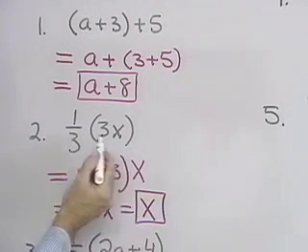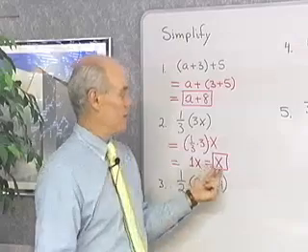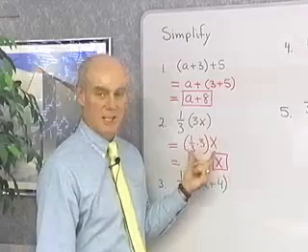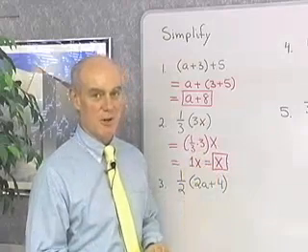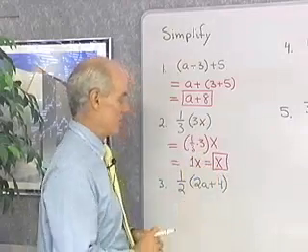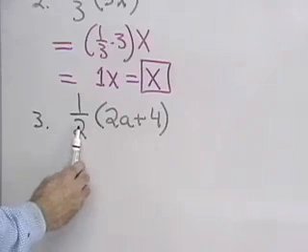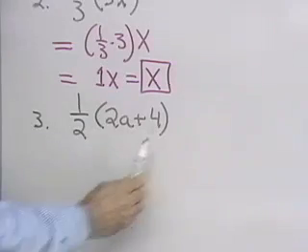So 1/3 of the quantity 3x in fact does turn out to be x, and the reason is because of the associative property for multiplication. Here's one that involves the distributive property. Let's distribute this 1/2 over the sum 2a plus 4.